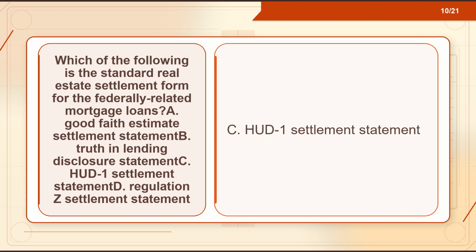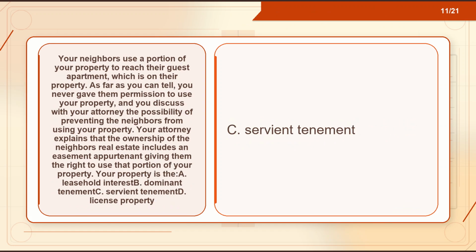Flashcard 10. Term. Which of the following is the standard real estate settlement form for the federally related mortgage loans? A. Good faith estimate settlement statement. B. Truth in lending disclosure statement. C. HUD-1 settlement statement. D. Regulation Z settlement statement. Definition. C. HUD-1 settlement statement.